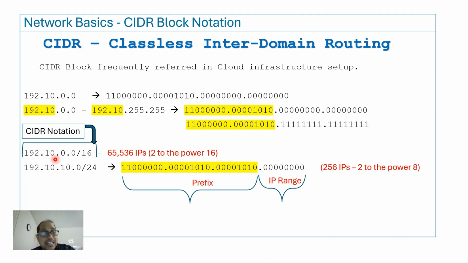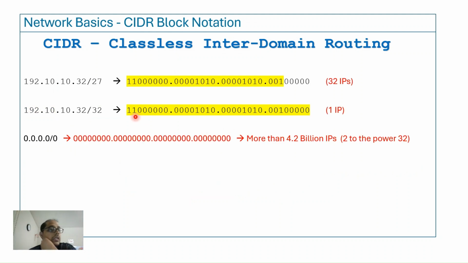So with /16, I have 65,536 IPs. With /24, I have 256 IPs. Now, similarly, if you go for 192.10.10.32/27, that means the first 27 bits are fixed for the prefix, and I have only 5 bits to generate the IP addresses for my range. So I have 2 to the power 5, which is 32 IPs available to assign to different devices.